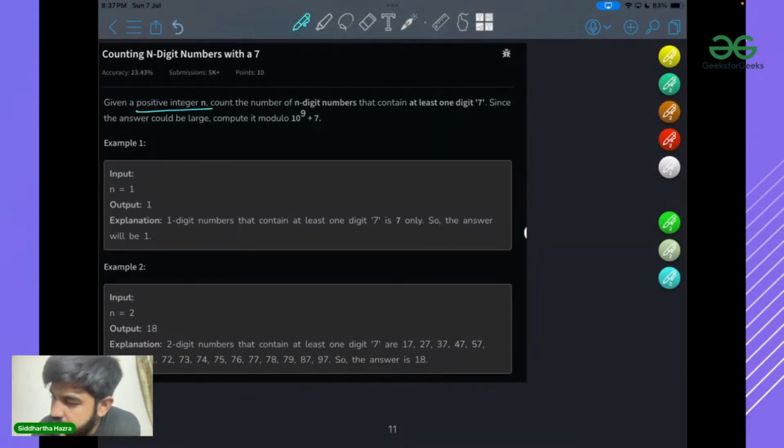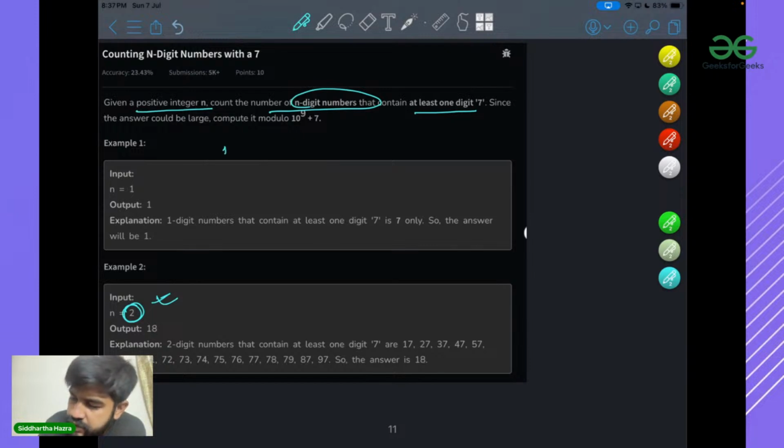Given a positive integer, you need to count the number of values which contain at least one 7 in it. At least one 7 in it. Okay, so count of two-digit numbers. It would start from 11 and go till the value of 99. It can't contain zero. That is not mentioned here, but the numbers should have no leading zeros.